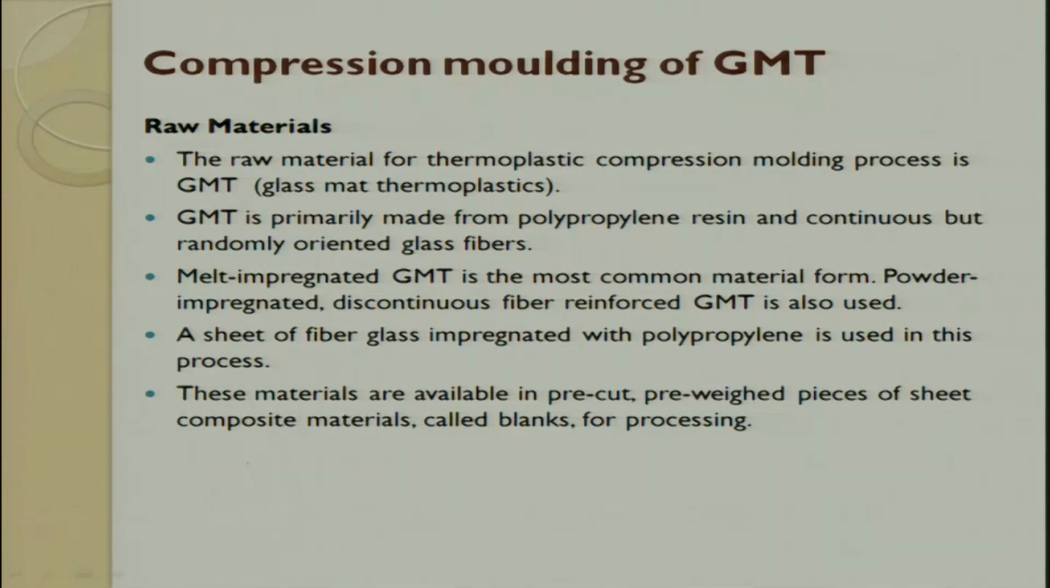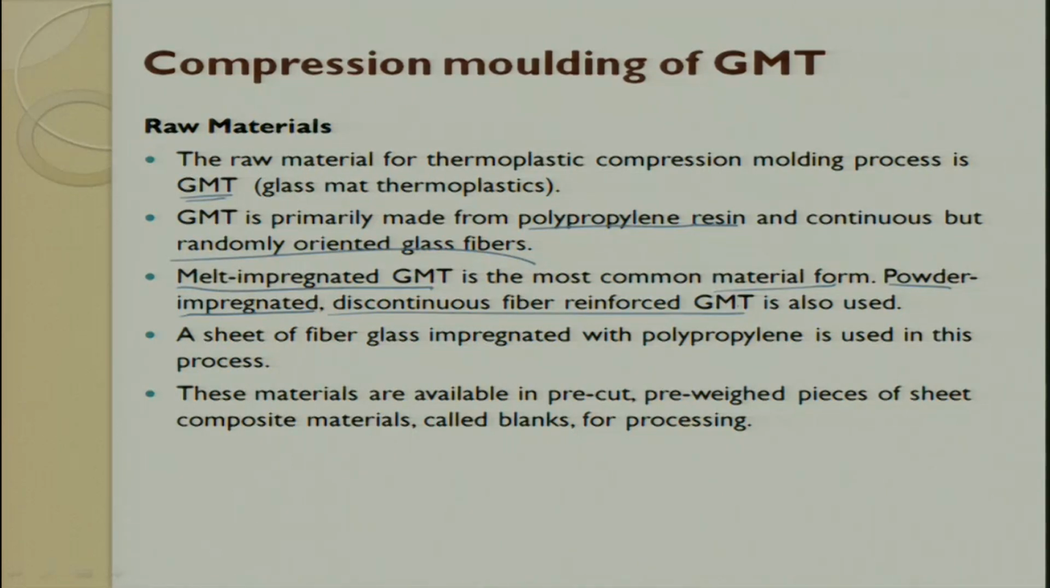So, what are all the raw materials which are used? The raw material used for thermoplastic is GMT, glass matte thermoplastic. The glass matte thermoplastic is predominantly made of PP, polypropylene resin, and continuous but randomly oriented glass fiber. Here, melt impregnated GMT is the most common form which is used, or people also use powder impregnated or discontinuous fiber reinforced GMT as a raw material.